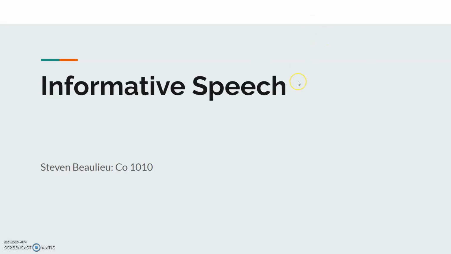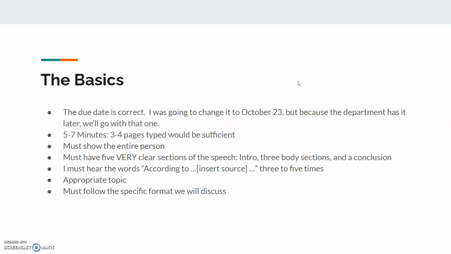I have to have this done within 15 minutes because that's the maximum time I'm allowed. So the basics. The due date is correct. That's on Canvas. I was going to change it to October 23rd, but because the department has it later, we'll just go with that one. I believe it's the 25th, so whatever Launchpad has is going to be correct. The time limit is 5 to 7 minutes, and I'm very strict about that, because if you go way over or way short, that means you didn't practice it. So please make sure that it is within the correct time.